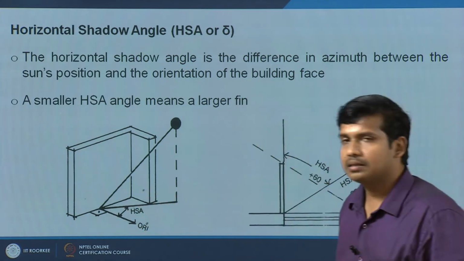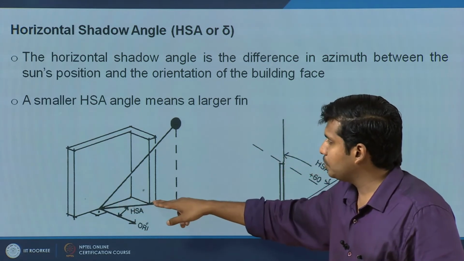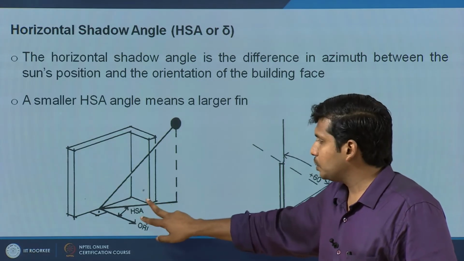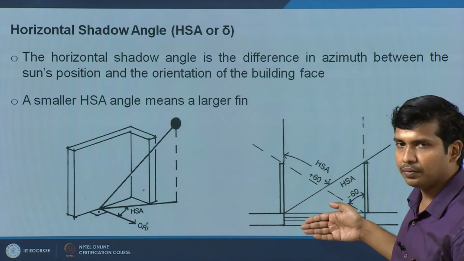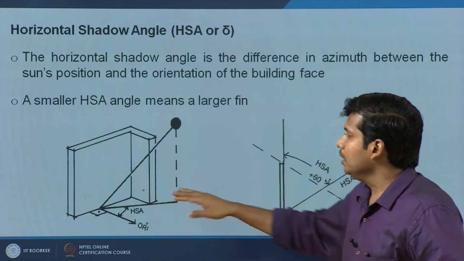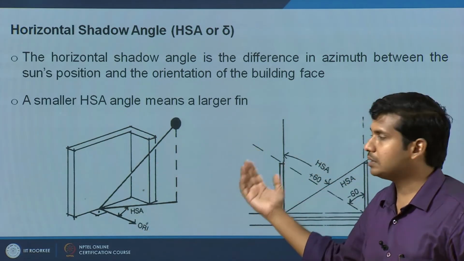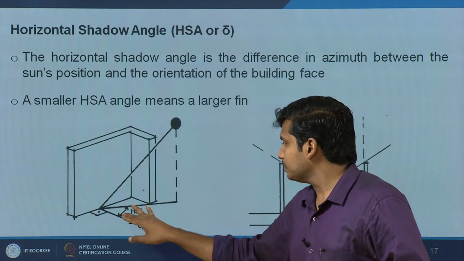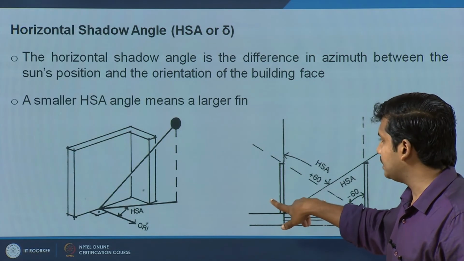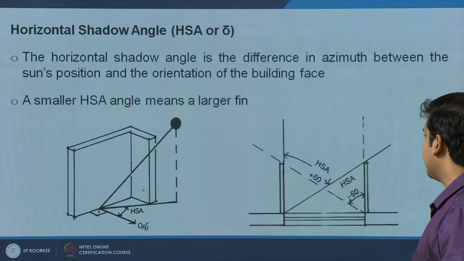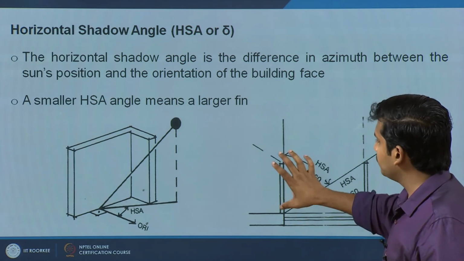So how to understand this? See, if this is a line drawn, the horizontal shadow angle gives you how much projection you need. The lesser the horizontal shadow angle, the more this line converges and the farther ahead this projection is going to come. So this is a vertical shading system. The effectiveness of a vertical shading system is given by the horizontal shadow angle. For example, for a south facing surface, you have the sun moving from this side to this side. As this gets further, the cutoff duration increases.